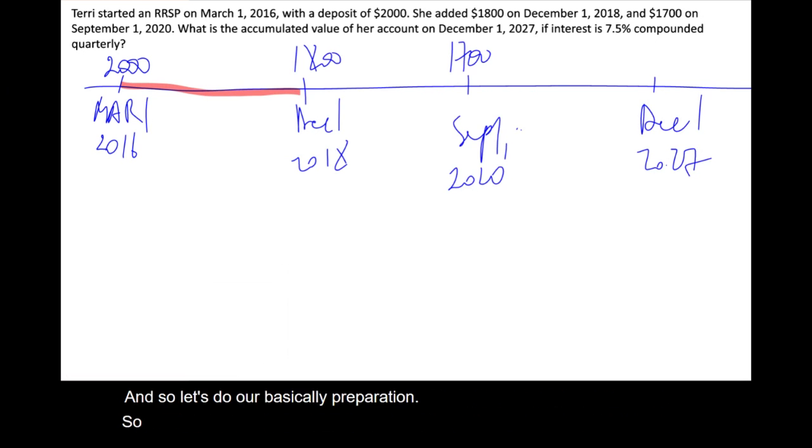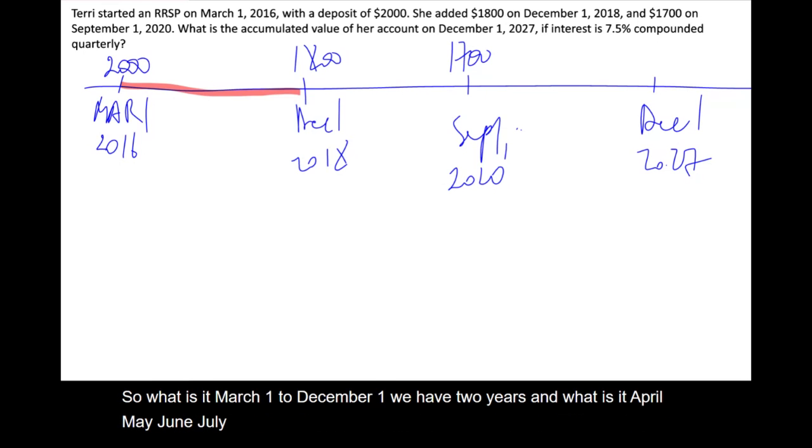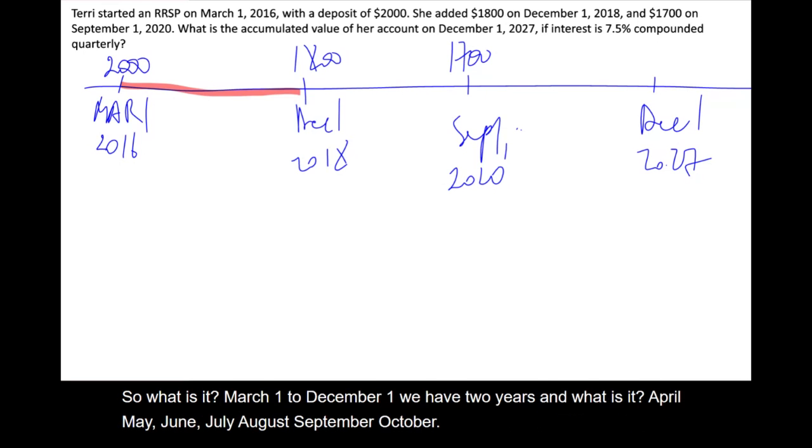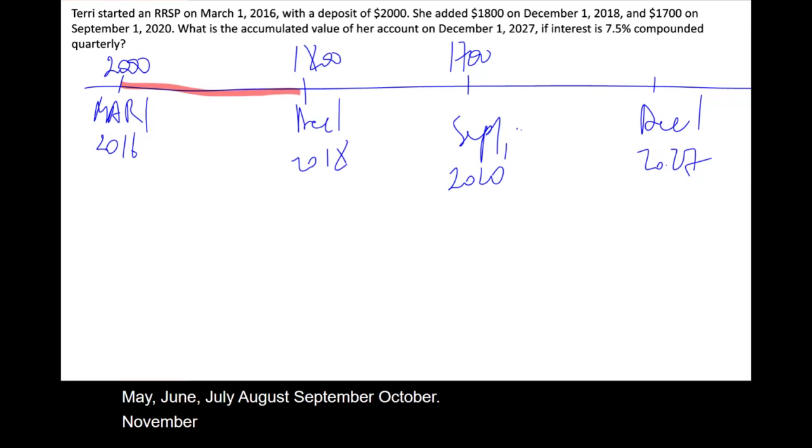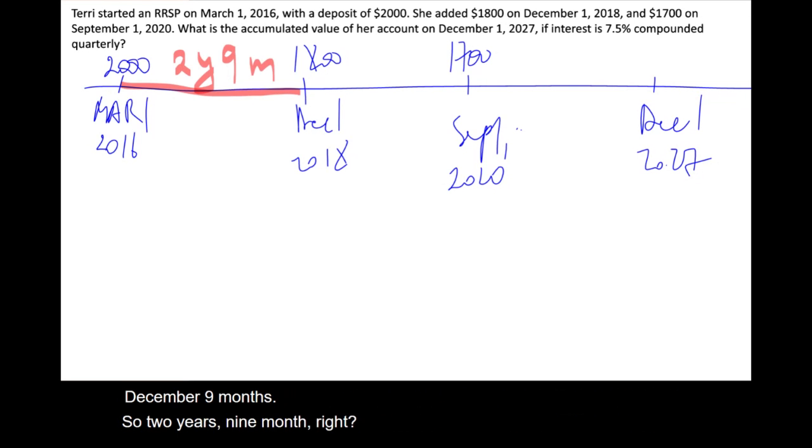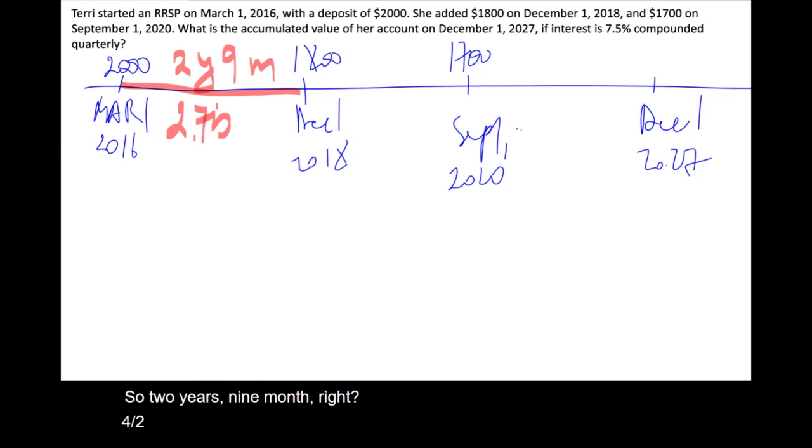What is it? March 1 to December 1. We have 2 years, and what is it? April, May, June, July, August, September, October, November, December, 9 months. So 2 years, 9 months, right? Or 2.75 years. Is that right, guys?